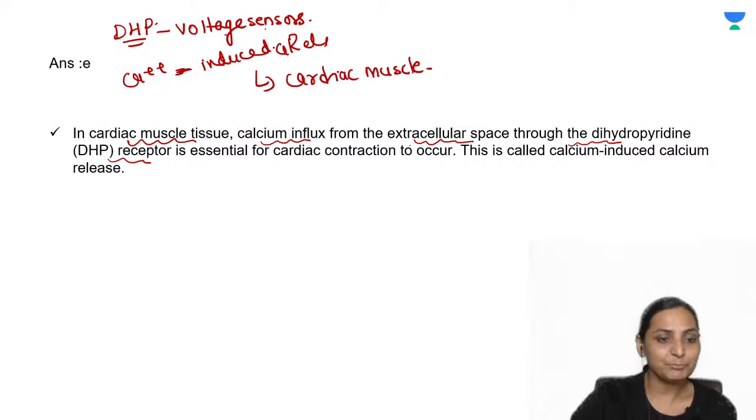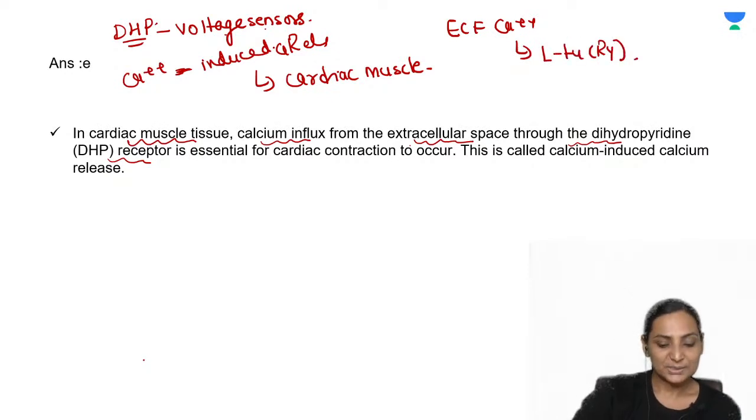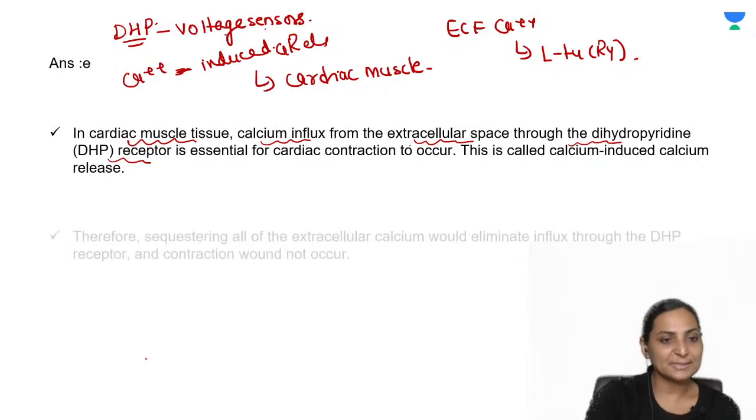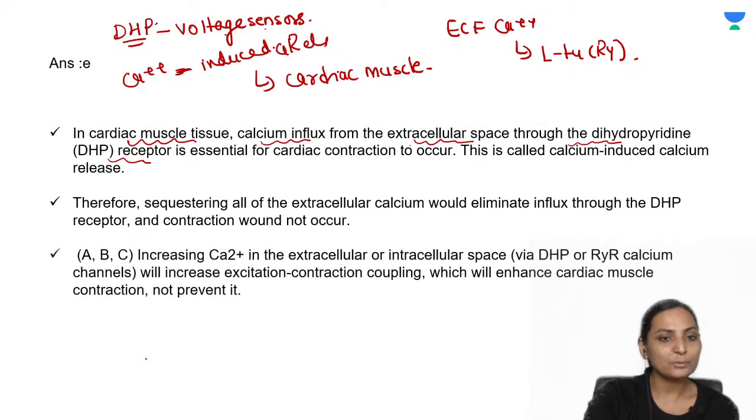So this is the very, very important difference, that in the cardiac muscle, the T tubules are not only behaving as voltage sensors, but they are giving an important source of ECF calcium. This ECF calcium results in getting more calcium from the L tubules, that is from the ryanodine receptors. So this is called the calcium induced calcium release in the cardiac muscles. Therefore, when you sequester all the calcium back, the contraction will not occur.